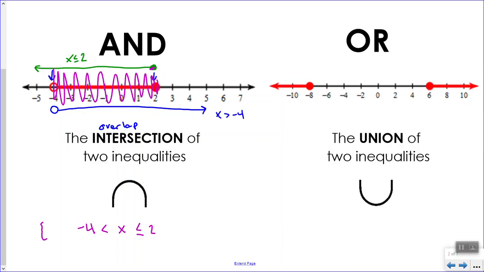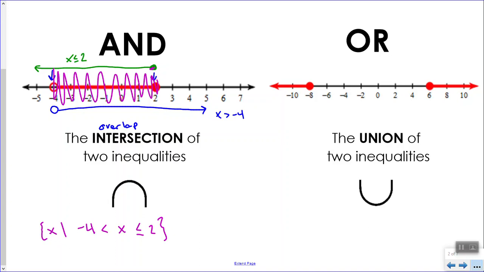If we wanted to put this in set notation, we would just add our definition in our brackets like this. And this tells me that my solution set is the values of x, such that x is between -4 and +2. I have the "or equal to" here on the right, so I'm including +2, but I'm leaving out -4. This is the intersection or the overlap of the inequalities in blue and green.